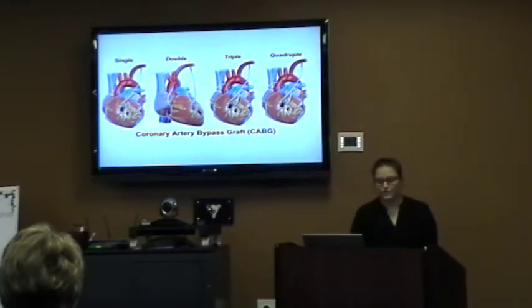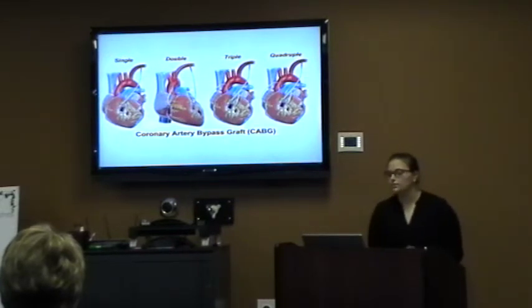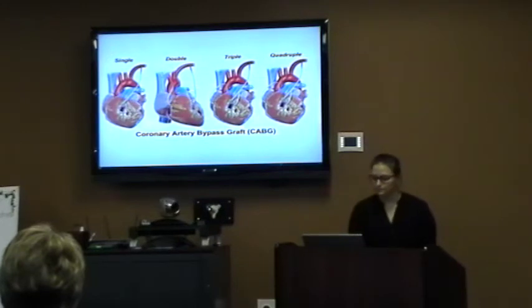The surgery usually takes 2 to 5 hours, and after the surgery, the patient goes to the ICU overnight for monitoring. The patient stays about 3 to 7 days in the cardiac care unit. There's only a 2% chance of dying from this procedure, and many people remain symptom-free as long as 10 to 15 years. And this is a picture showing the single, double, triple, and quadruple bypass.